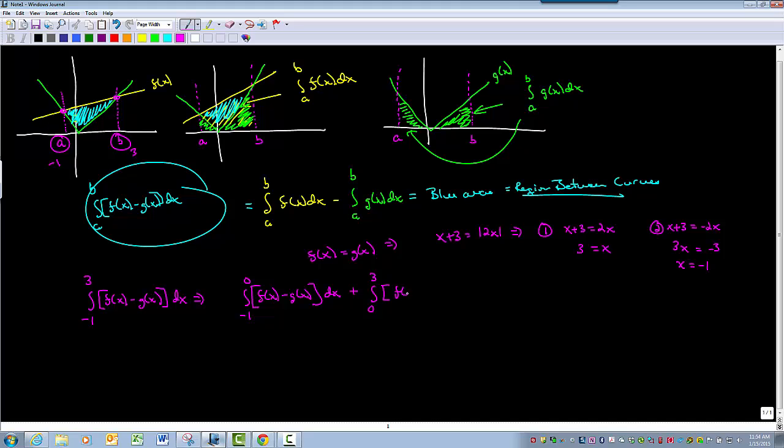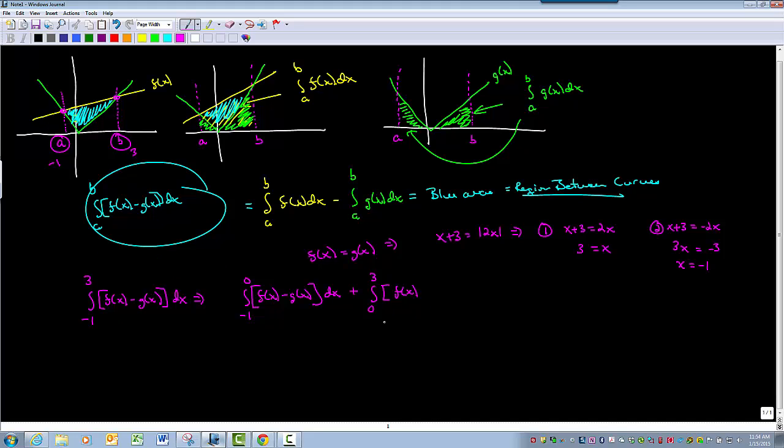You typically don't have to do this. This ugly piece right here is coming because of the way that we define the absolute value function. If it had been a different function, like let's say the squared function, x squared, we wouldn't have to do this separation.